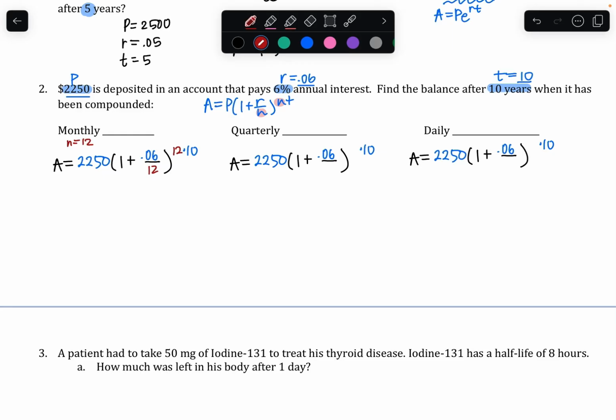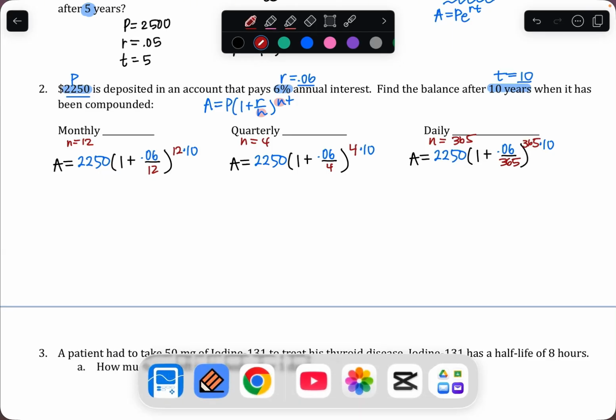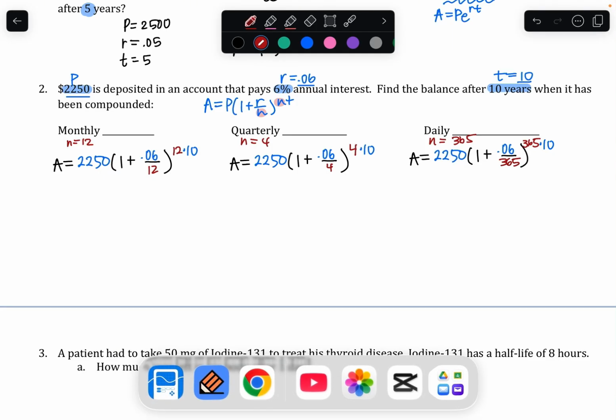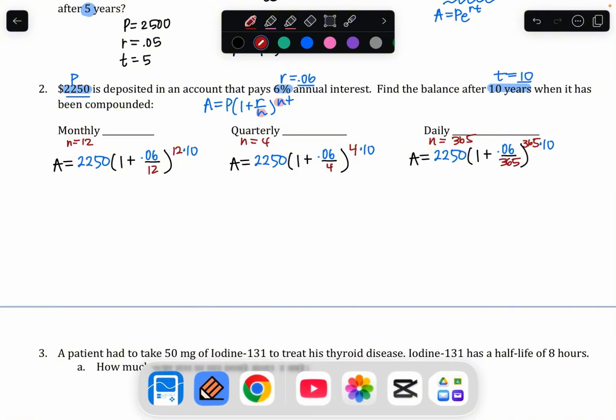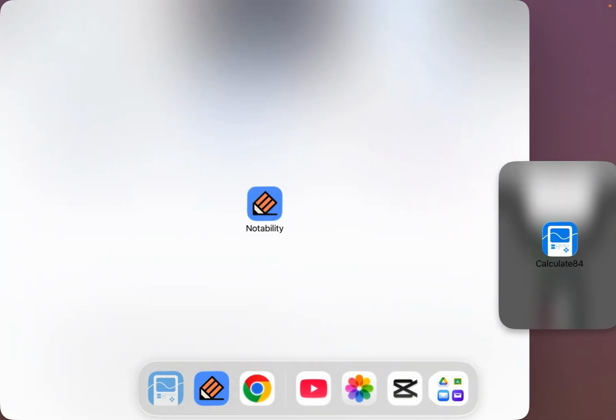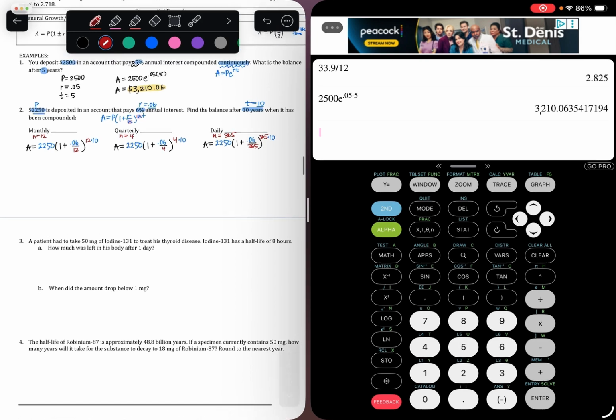In the case of quarterly, N is 4, so I'm going to have a 4. In the case of daily, N is 365. Okay, and so we're going to type each of these into our calculator. Actually, we don't have to even simplify anything. I'll show you how to type this in very carefully.